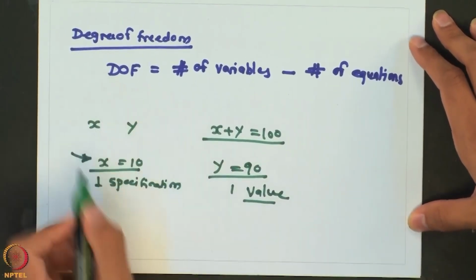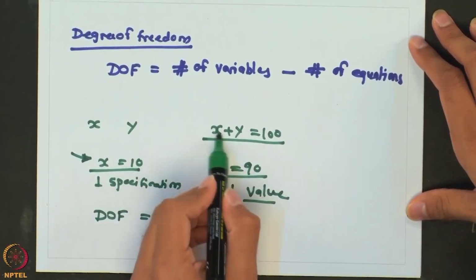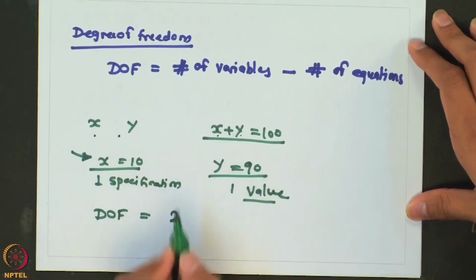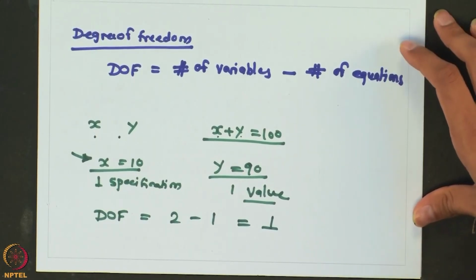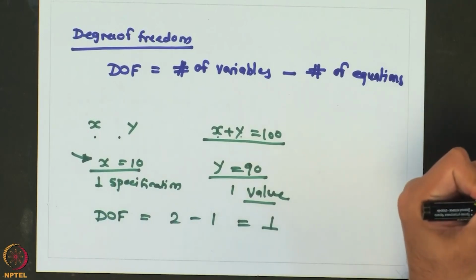And if we use the same formula of degree of freedom, we have number of variables. In this case, there are two variables, and a number of equations, there is only one equation. So, I have one degree of freedom. So, we will be using a similar concept to find out what is the degree of freedom of a dynamic model of a process, because that is what is eventually going to give rise to process control.